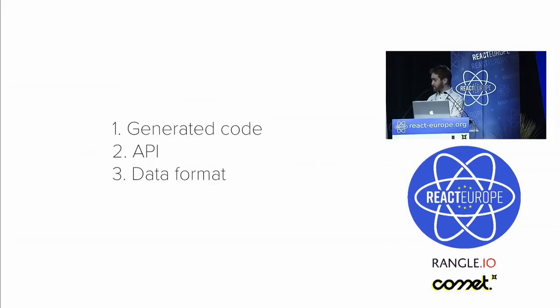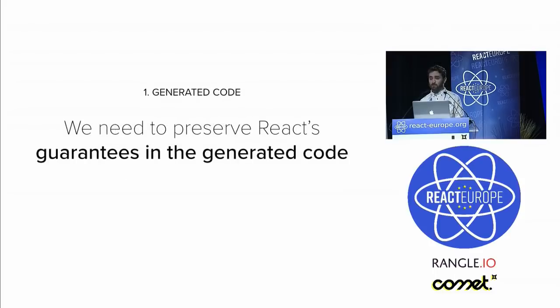First, what does the generated code look like? Second, what's the API for actually generating code? And third, what does that .component data format look like? For generated code, we need to preserve React's guarantees. So this is the declarative components and the unidirectional data flow.